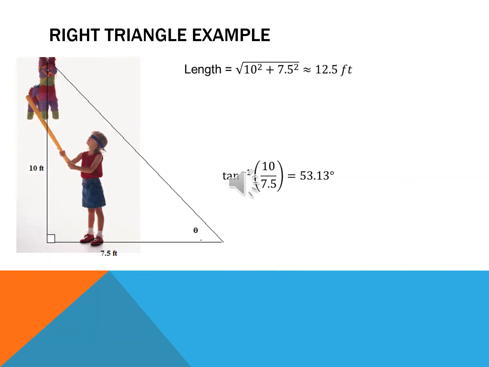the angle. Using Pythagorean theorem, the length of the tether will be the square root of 10 squared, because 10's one of the sides of the right triangle, plus 7.5 squared. 7.5 is the other perpendicular side of the right triangle. If I take the square root of 100 plus 7.5 squared, I will get approximately 12.5 feet as the length of the tether. And then the angle will be the inverse tangent of the opposite side of 10 divided by 7.5. So inverse tangent of 10 divided by 7.5 is 53.13 degrees.